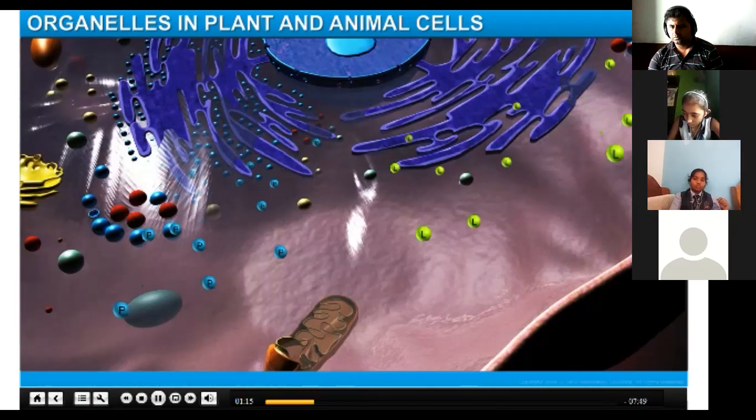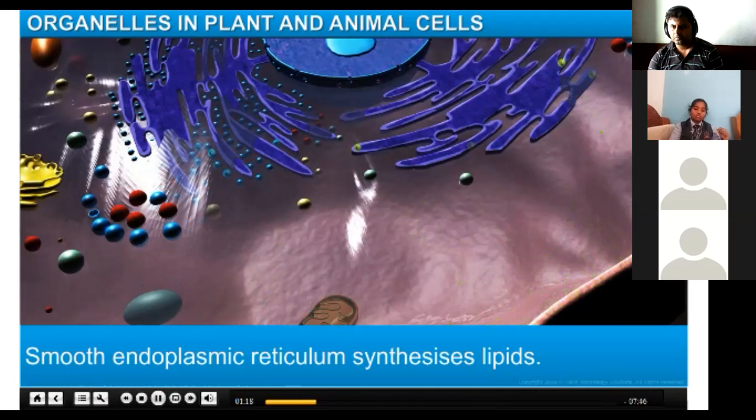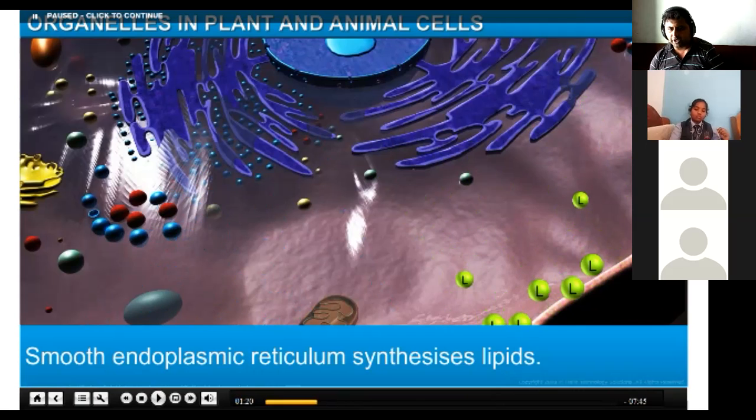While smooth endoplasmic reticulum synthesizes lipids and fats. Take down. Smooth endoplasmic reticulum synthesizes lipids and fats. See, there are two types of endoplasmic reticulum: rough endoplasmic reticulum helps to synthesize proteins. Second one, smooth endoplasmic reticulum synthesizes lipids and fats.